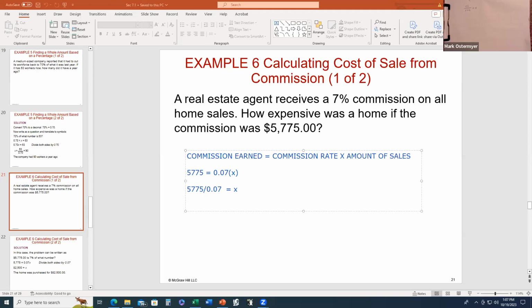So now we get on our calculator and dial that up. So 5775 divided by 0.07 means that the home we sold was valued at 82,500. This was the value of the home that was sold. There's your answer.